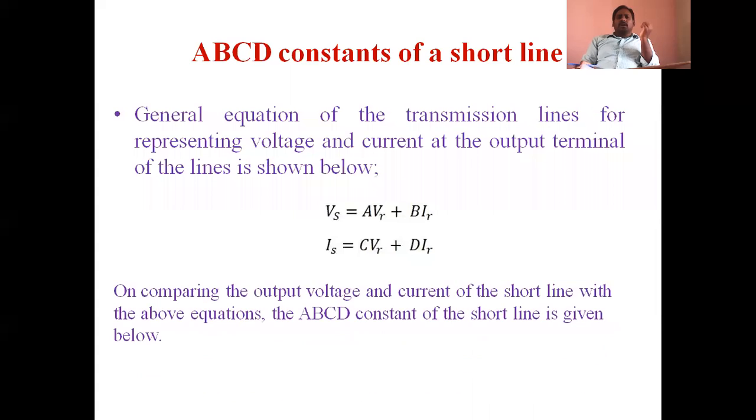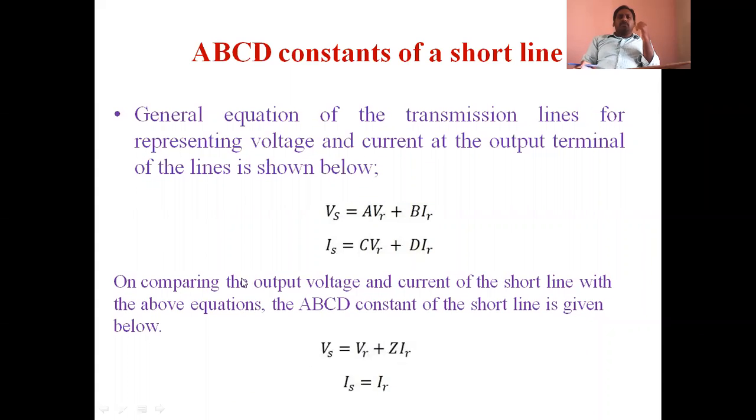But in case of a short transmission line, Vs is equal to Vr plus Z into Ir, because there is no capacitance, simple impedance is there between Vs and Vr. That's why Vs is equal to Vr plus Z into Ir. At the same time, it is a simple linear series circuit, that's why Is is equal to Ir.